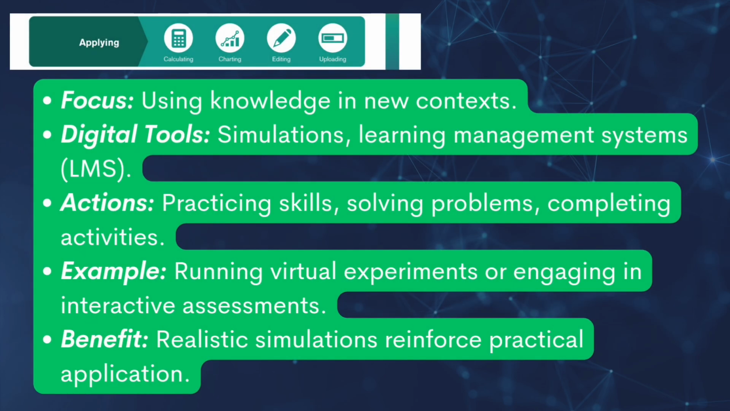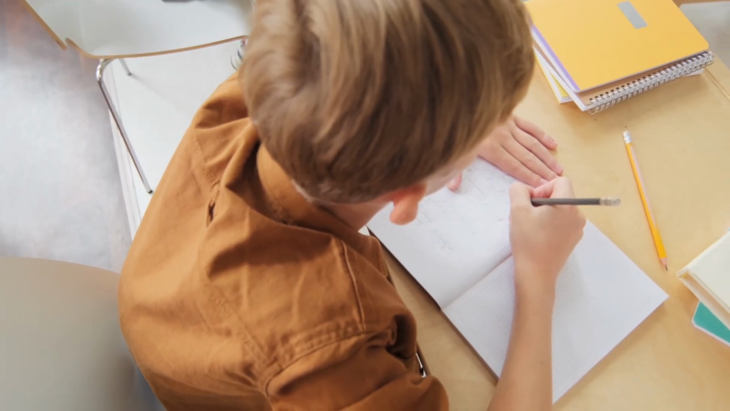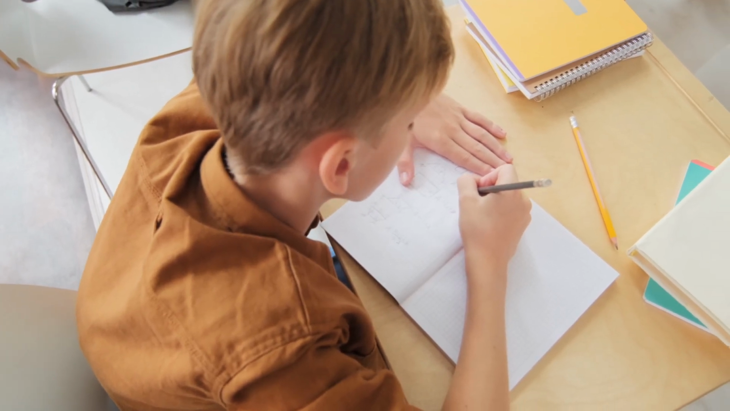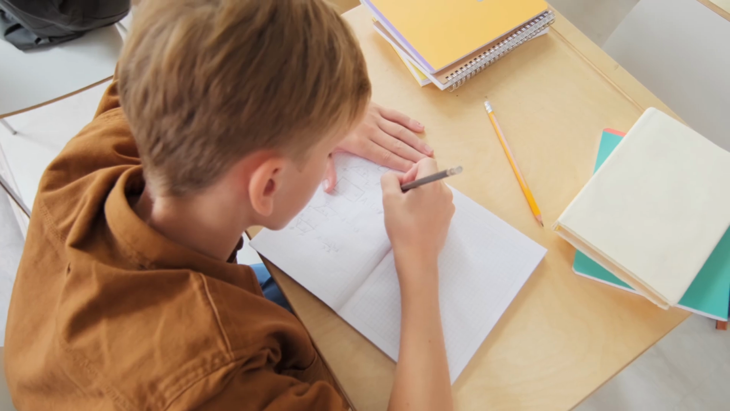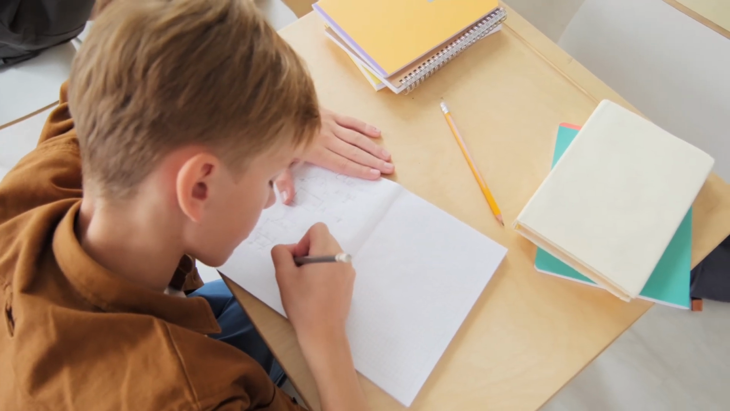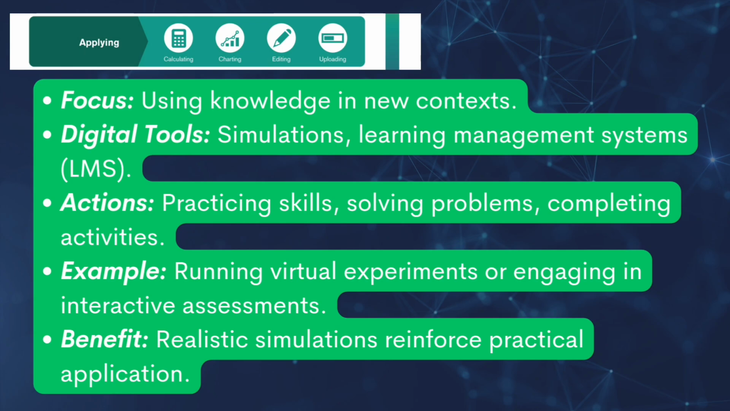Next, we have the applying level, where students use the information they've learned in new situations or contexts. Digital simulations and learning management systems, or LMS, are perfect for this stage. Students can apply their knowledge by engaging with realistic simulations, such as navigating a virtual environment or running experiments in a digital lab. An LMS also allows students to practice applying their understanding through interactive assessments and activities.